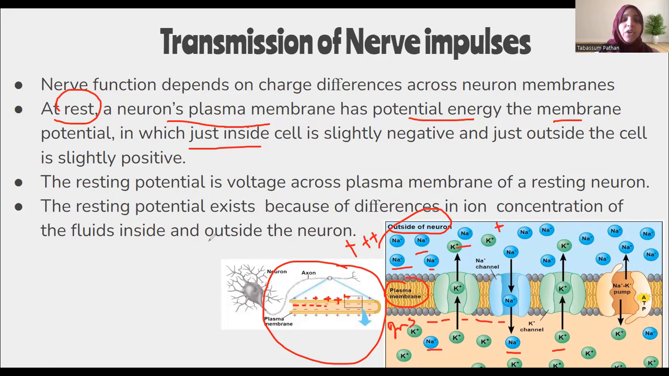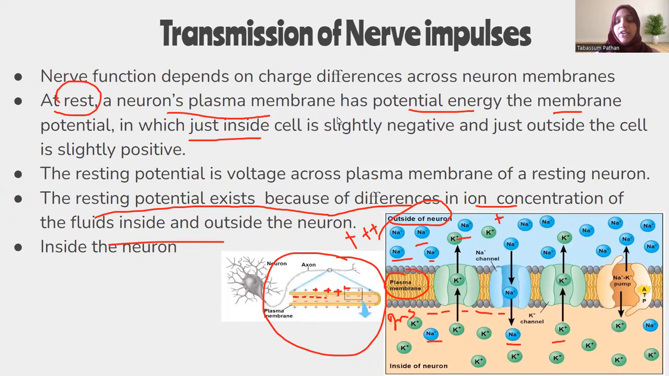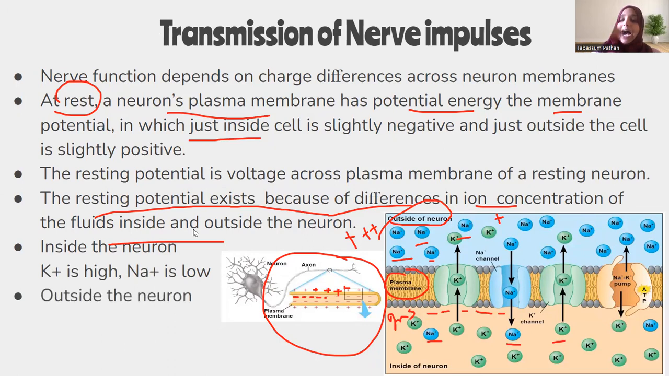Which means more negative. So the resting potential exists because of the differences in ion concentration of the fluids inside and outside the neuron. Inside the neuron, K plus is high and sodium is low. Outside the neuron, as you see in the figure, sodium is high and potassium is low. Keep these things in mind.